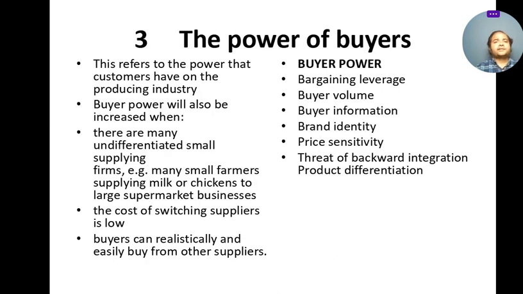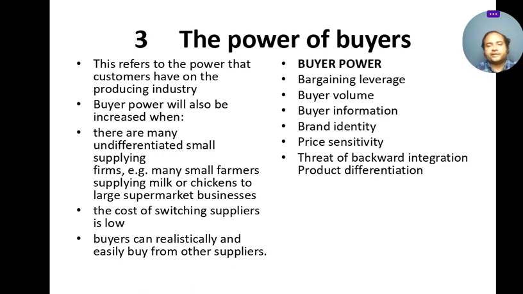The power of buyers. This refers to the power that consumers have over the producing industry. Buyer power will also be increased when there are many undifferentiated small supplying firms, for example many small farmers supplying milk or chickens to a large supermarket. The cost of switching supplier is very low. Buyers can realistically and easily buy from other suppliers. So these are basically the reasons buyers become powerful: the volume of buying is very high, and you can easily identify brand and price sensitivity.